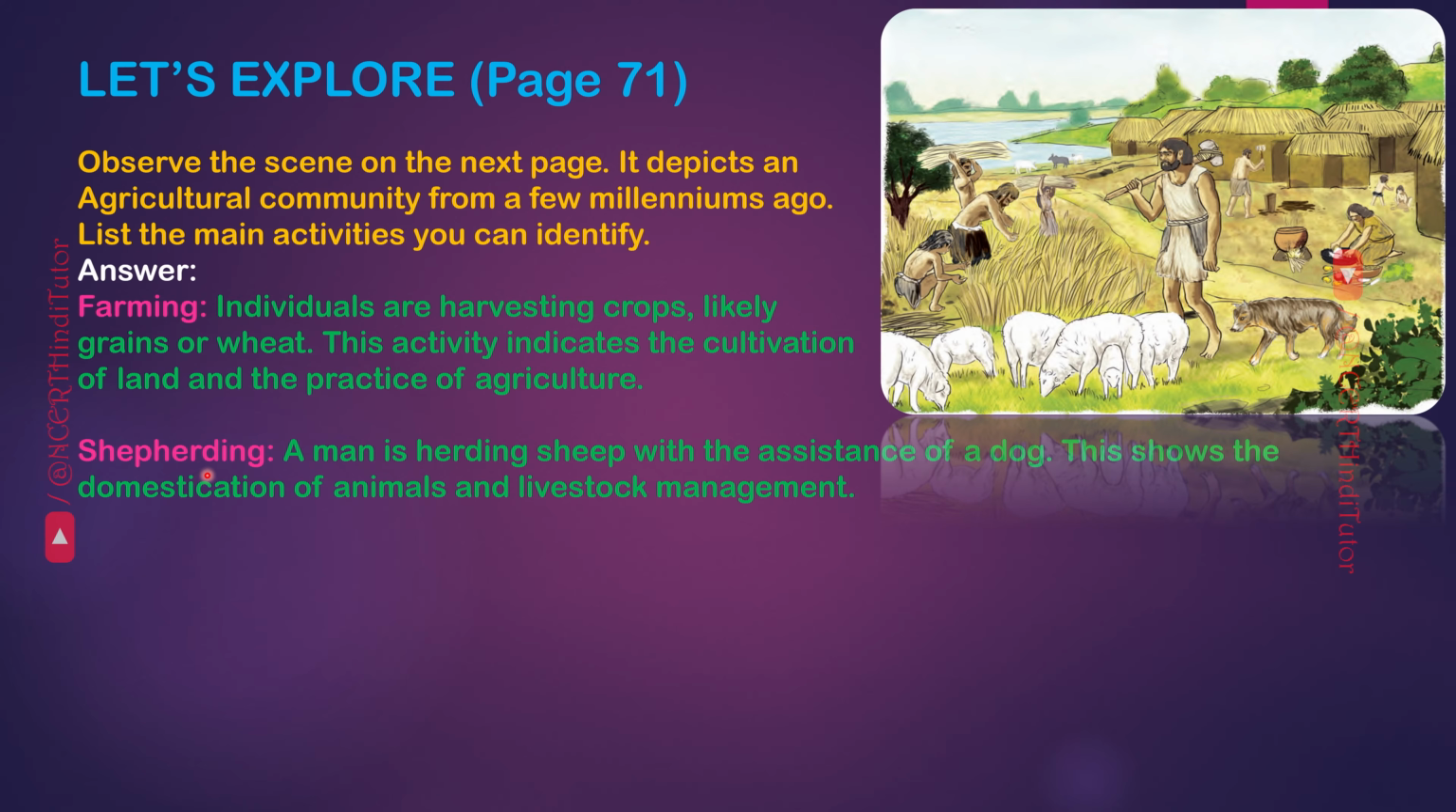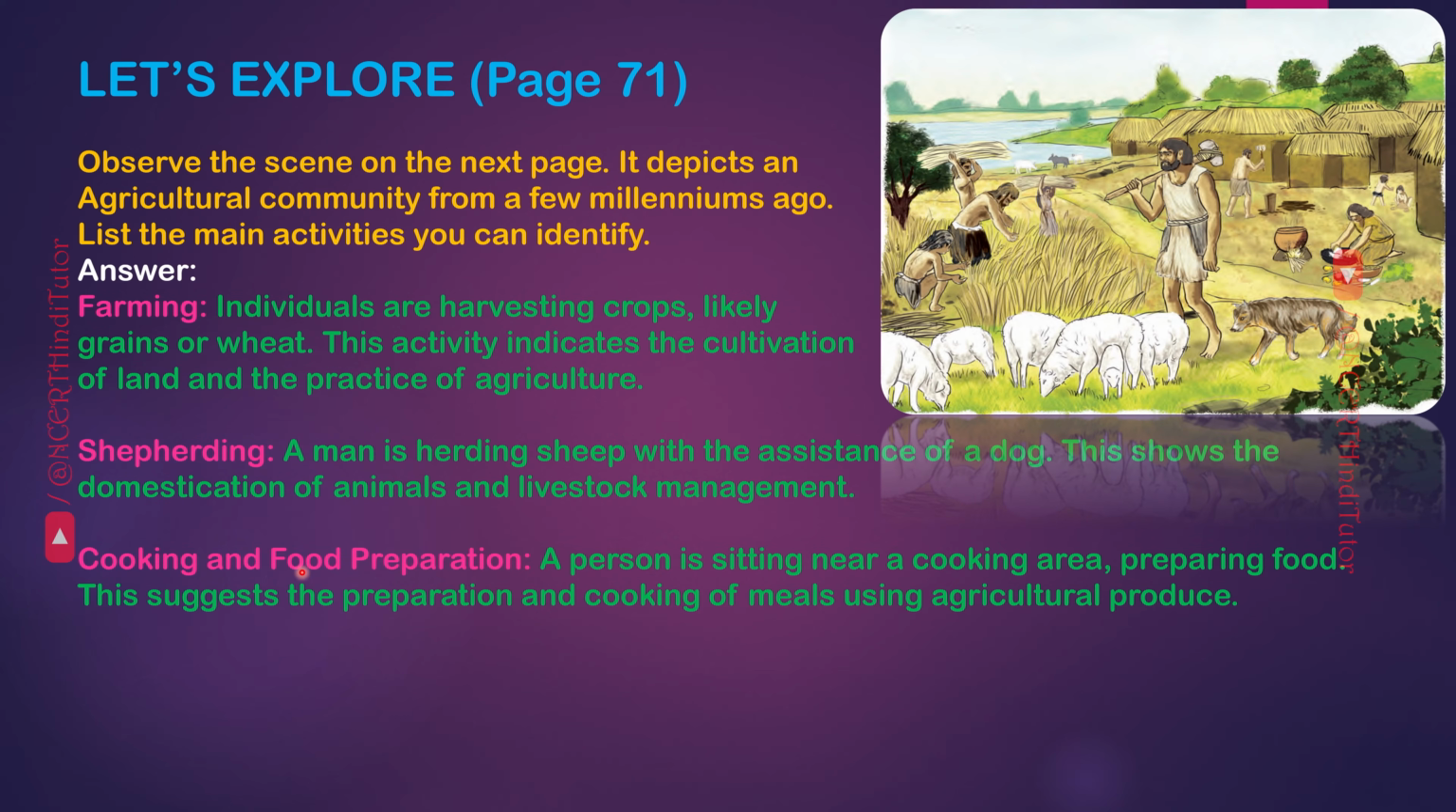Next, shepherding. A man is herding sheep with the assistance of a dog. This shows the domestication of animals and livestock management. Next, cooking and food preparation. A person is sitting near a cooking area preparing food. This suggests the preparation and cooking of meals using agricultural produce.